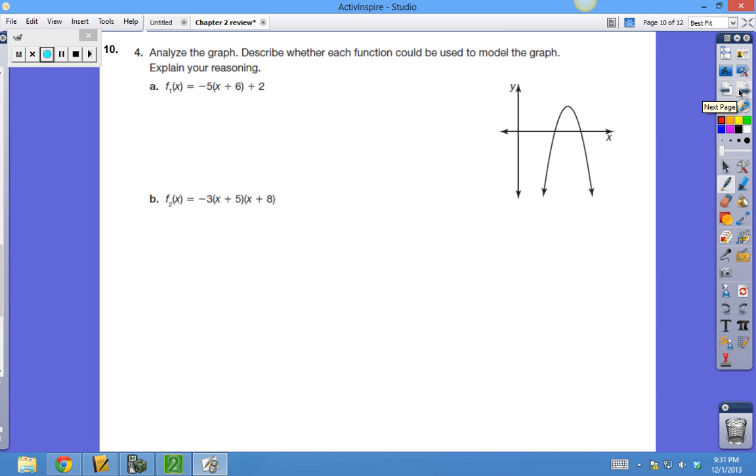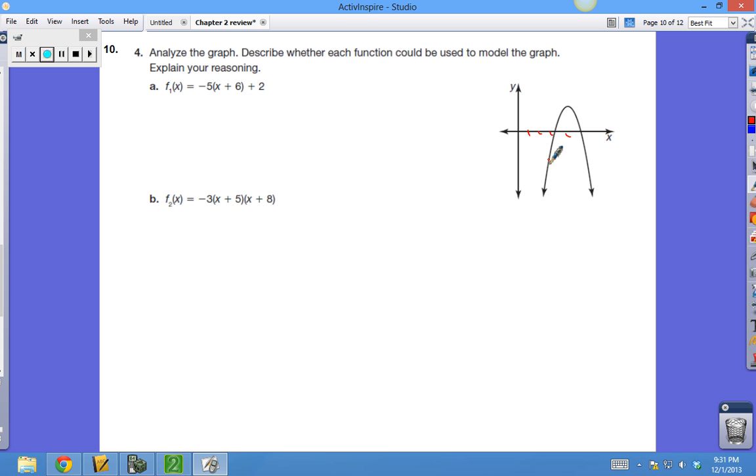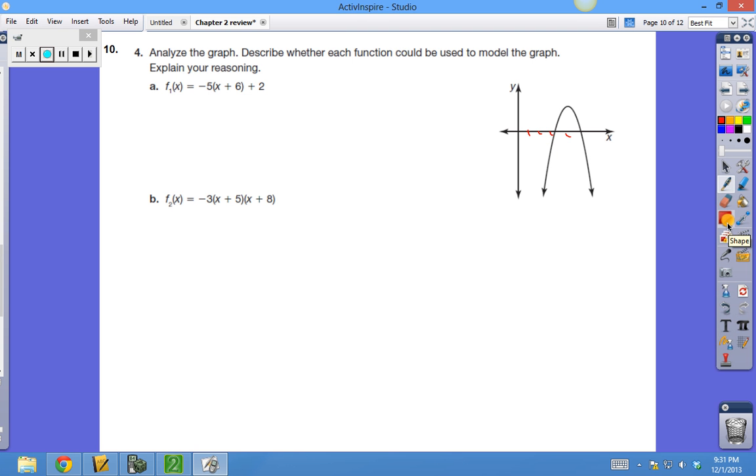Okay, look at this graph. So there are no markings on the grid. There's no numbers. You just kind of estimate. So describe whether this function could be used to model the graph. So look at A.